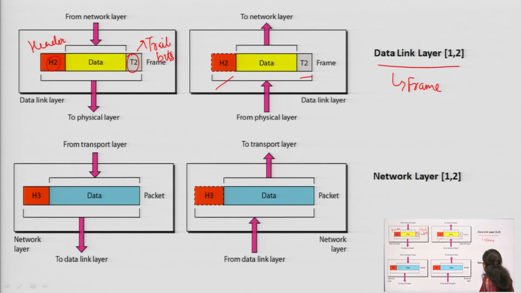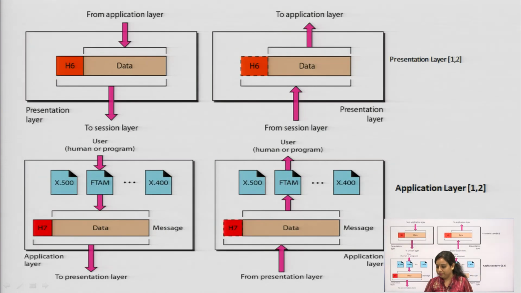Next is the network layer. In the network layer, the data is divided into packets. This is known as a packet, and the data will be received from the transport layer and delivered to the data link layer. The header, like H3 because it is associated with the third layer, will be added in front of, at the beginning of, the data.